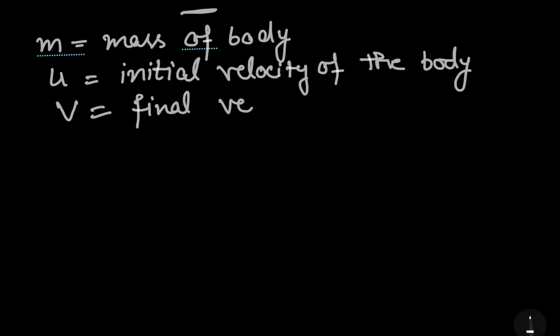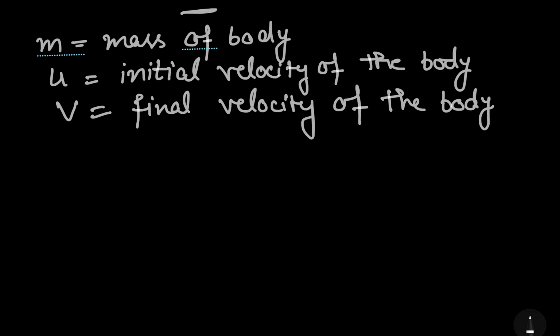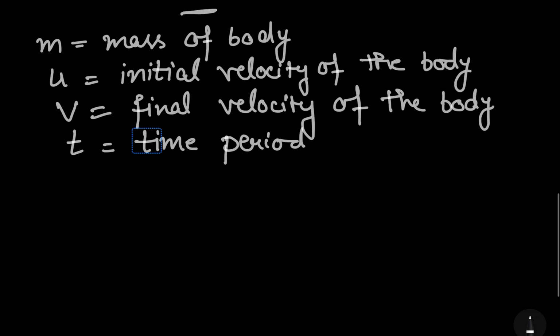Clear the terms? What is m? Mass of the body. What is u? Initial velocity. V, final velocity. T is the time period. What is T? The time period during which we apply the force, the time period for which we apply the force.